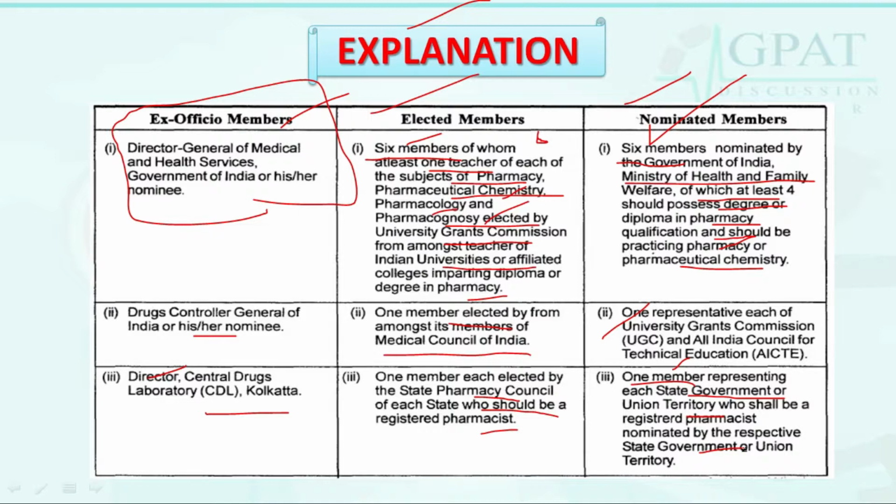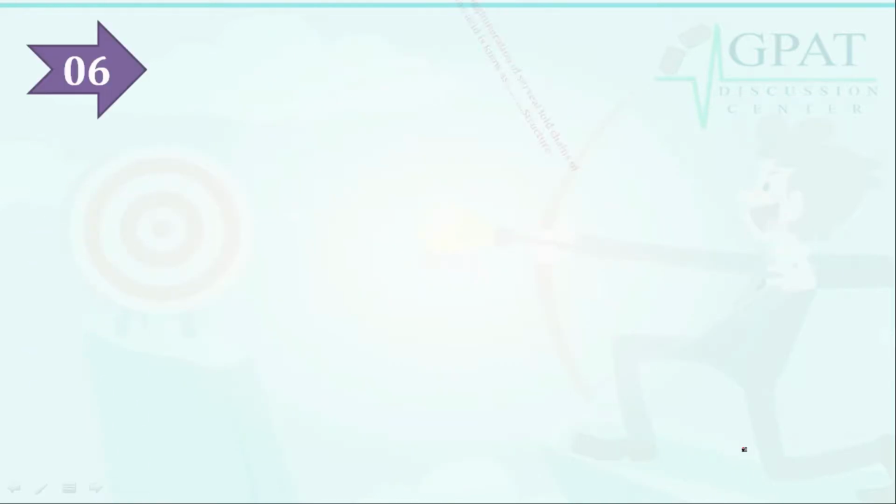So this is all about the elected members, ex officio members and the nominated members. Students, just try to note down in your copy, because sometimes a question may arise from this part. So coming to the next question.